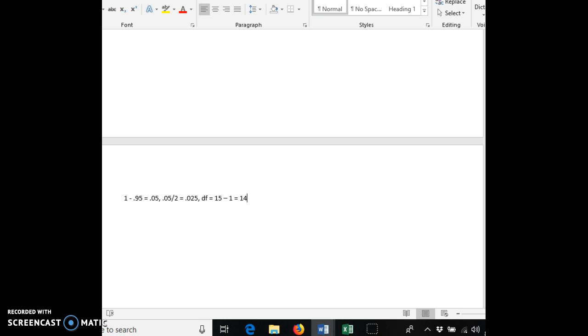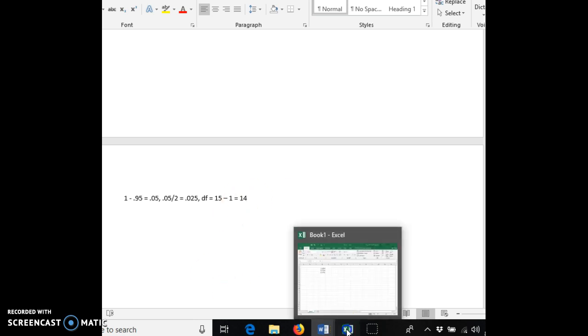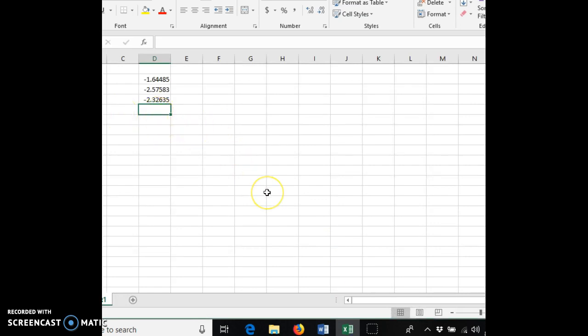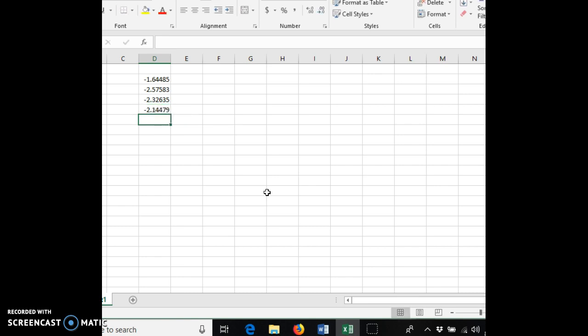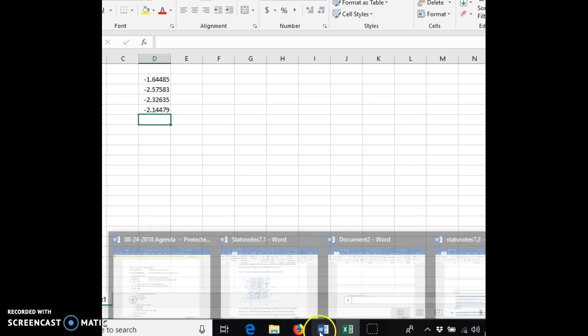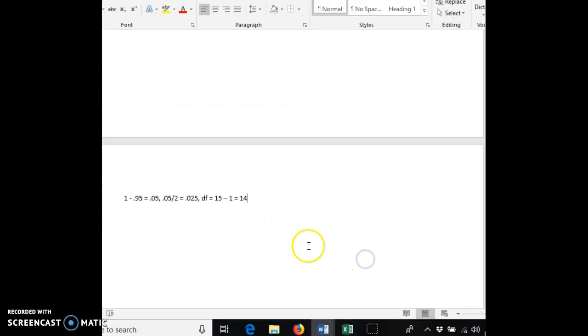Now, instead of using z of alpha over 2 in Excel, we're going to use a new command if we don't have the population standard deviation. We're going to use equals T.INV. We put in our probability of 0.025 and degrees of freedom of 14, and we get negative 2.145 if we round to 3 decimals. So t is negative 2.145, and of course we also have its opposite.